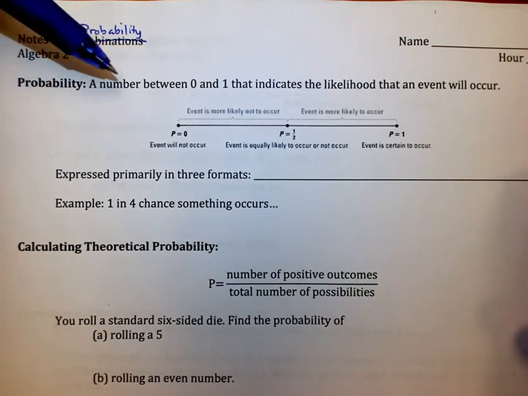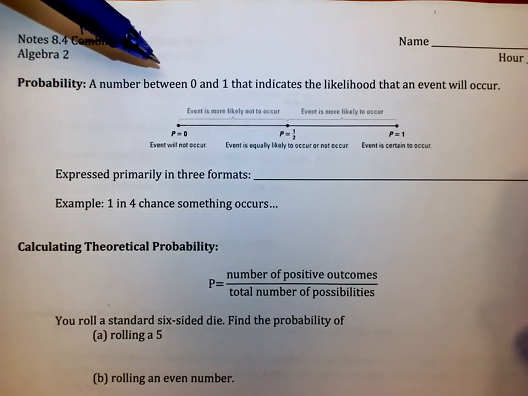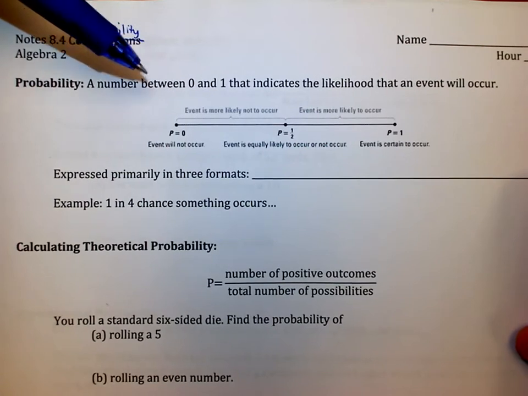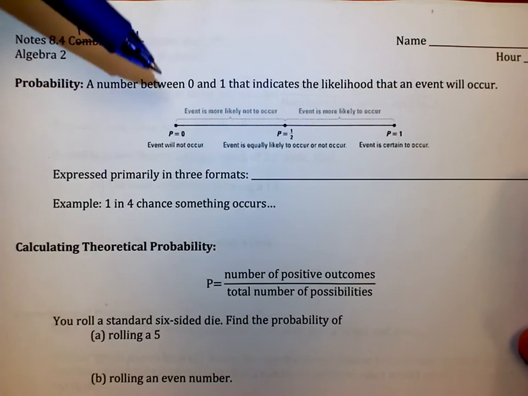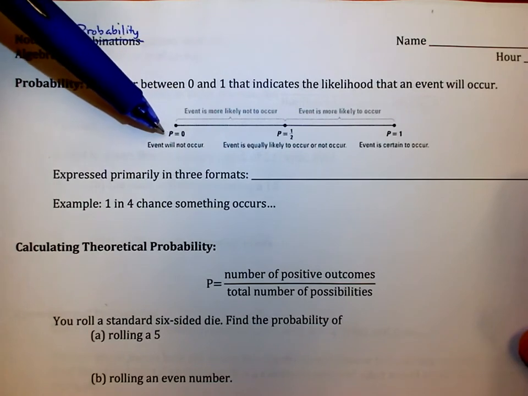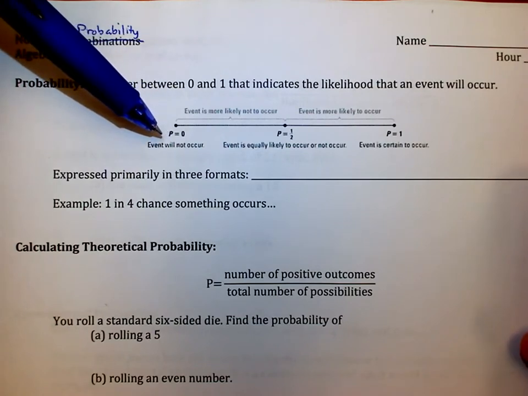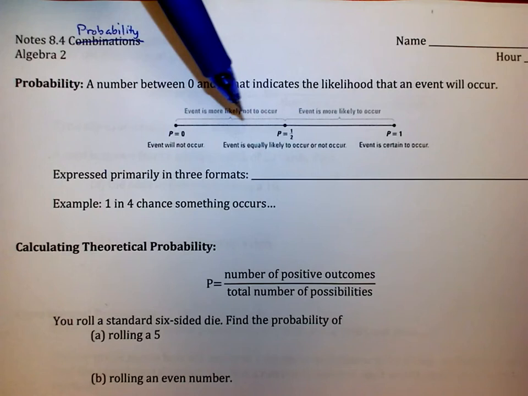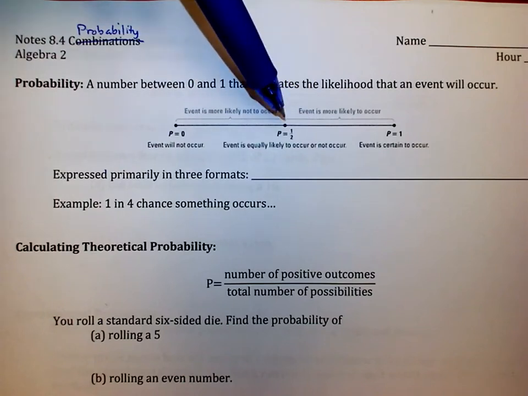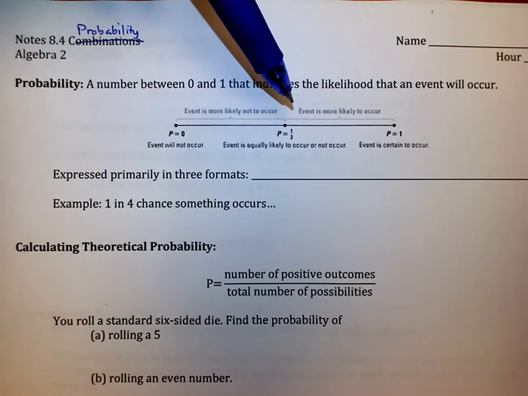It's a number between 0 and 1, and it indicates the likelihood that an event is going to occur. If you look at the graph below, courtesy of our Algebra 2 book, you can see that a probability of 0 means the event has 0% chance of occurring, and a probability of 1 is absolutely 100% certain to occur, and anything between is really just a scale. A probability of p equals 1/2 would mean you've got a 50-50 shot of something happening.